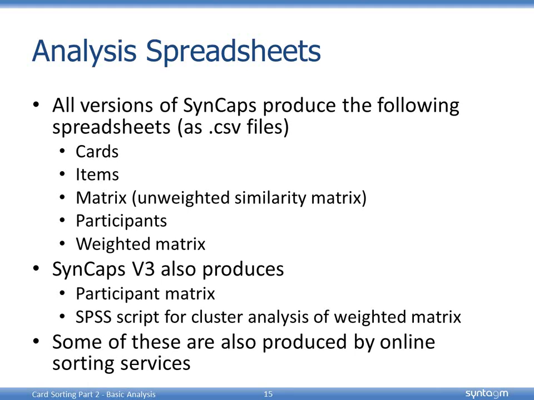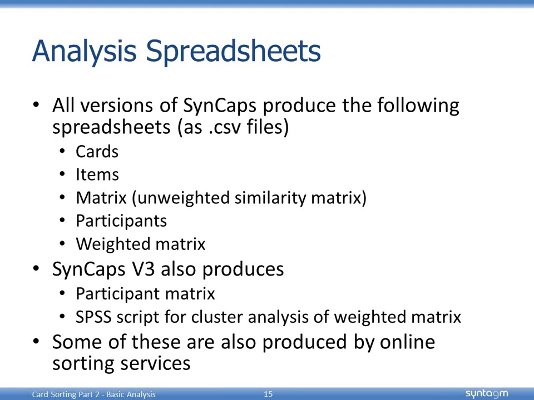The items spreadsheet tells you how consistently each of your items was sorted, and if you're using these weights, either quality of fit or frequency of use, then you get the average score there as well. The matrices, you get a few. In SynCaps version 2, you get an unweighted matrix, which just shows you how things were done without taking account of any quality of fit or frequency of use. So this is basically how often each pair of items appeared together in a group in that particular matrix, called the unweighted similarity matrix is the full title.